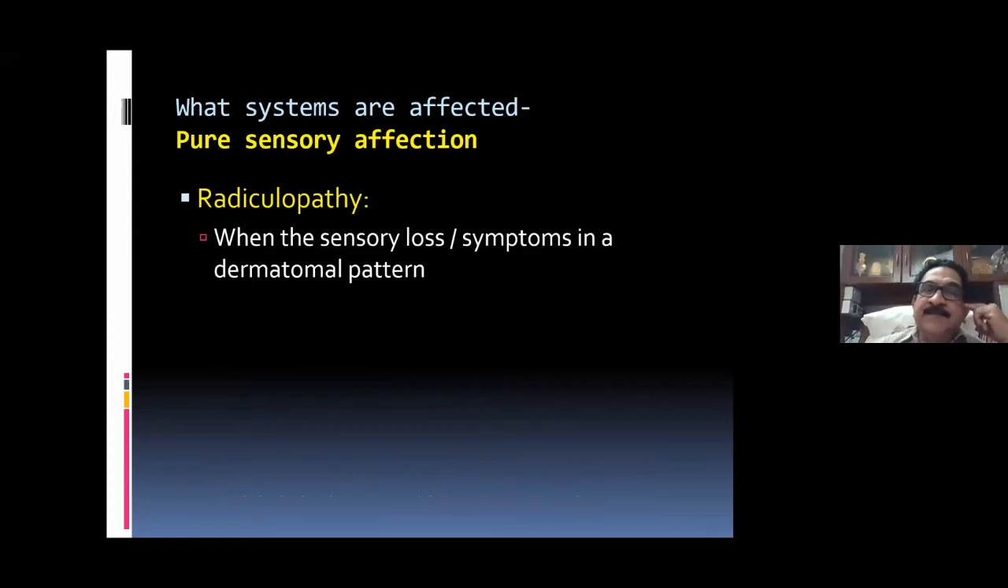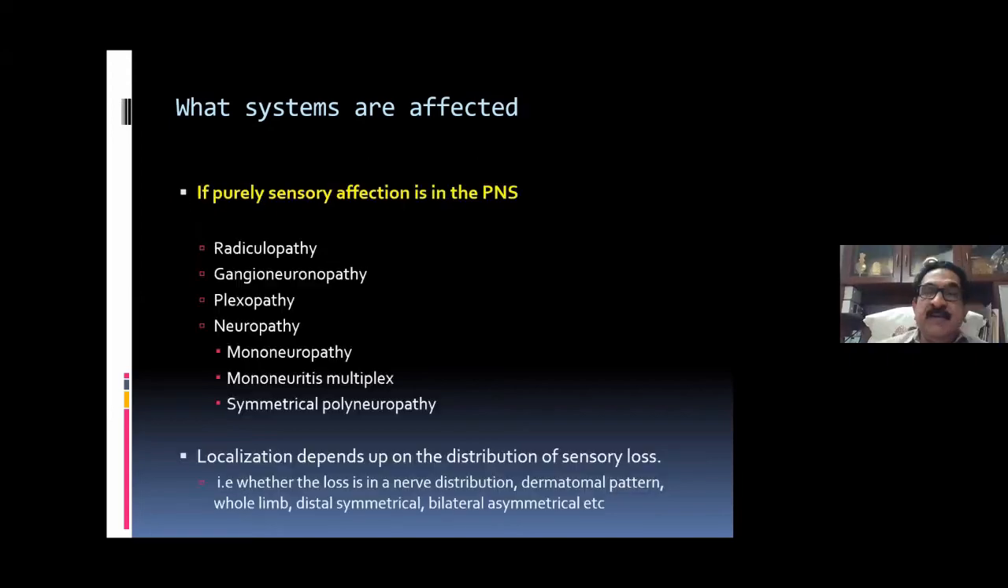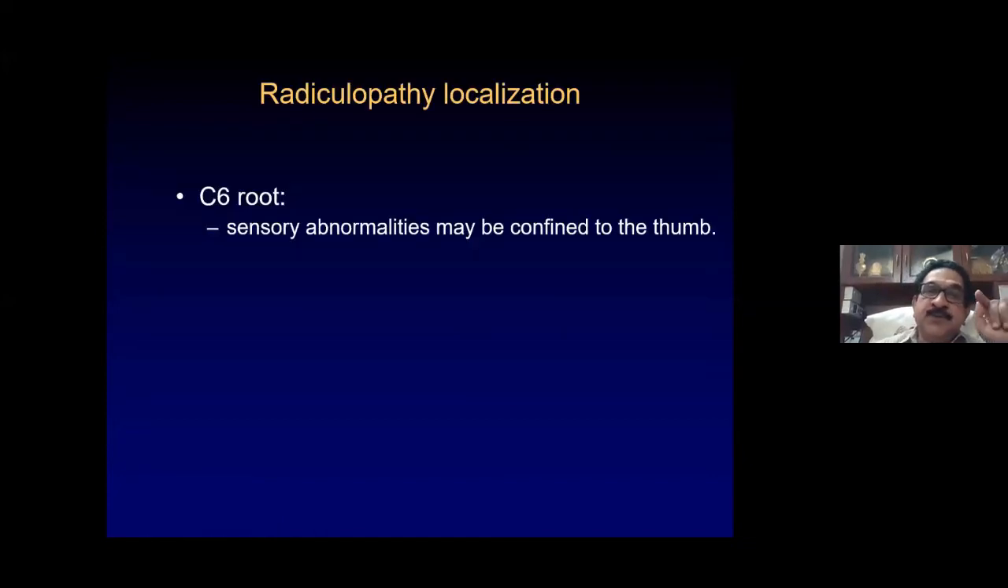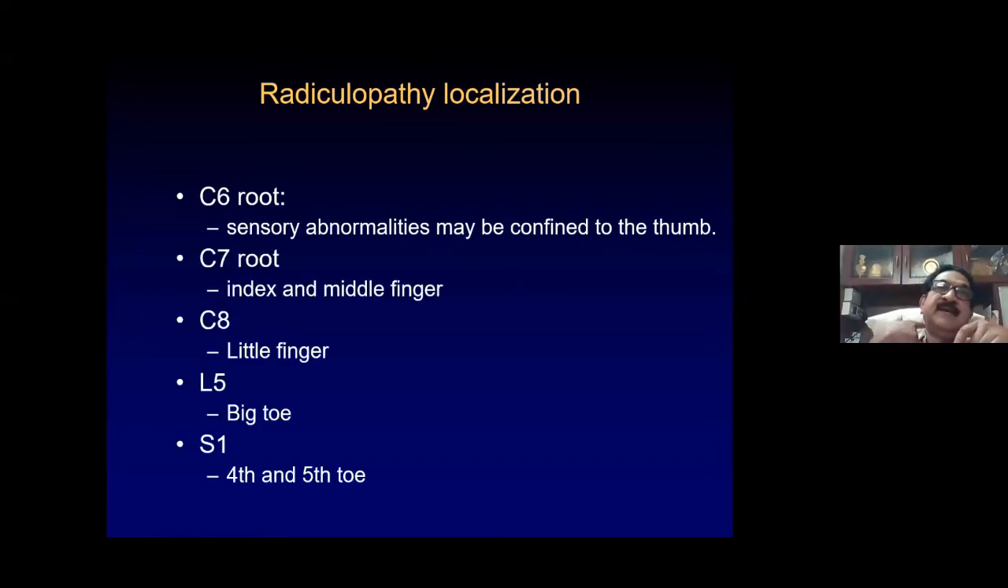Again, certain pitfalls you should be aware of. A single root affection may not produce any loss because other roots are taking over the function. So you must know, in a C6 root lesion, the sensory abnormality may be confined to the thumb, for example, in a disc prolapse, this radiculopathy. In the lower limb, there may be only numbness of the tip of the finger, L5, big toe, S1, the outer border of the foot. So these are the areas first affected in that particular root.